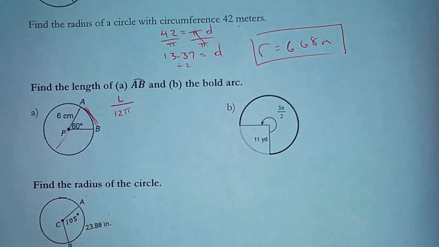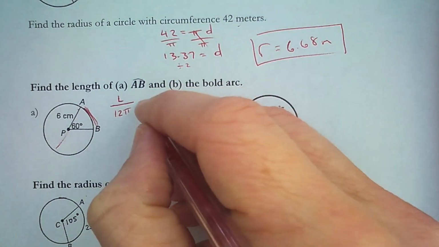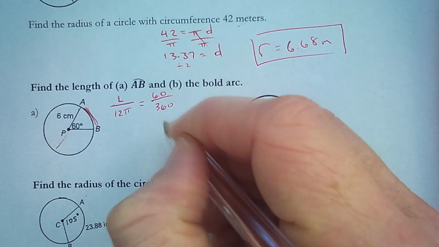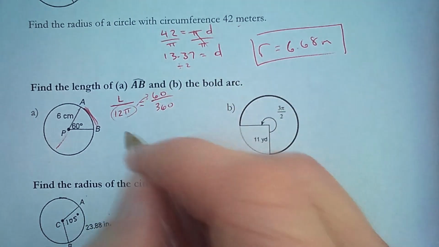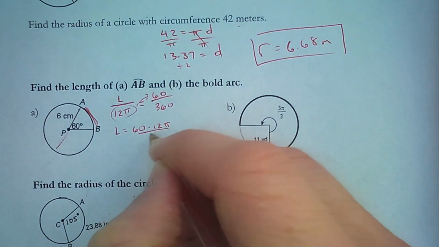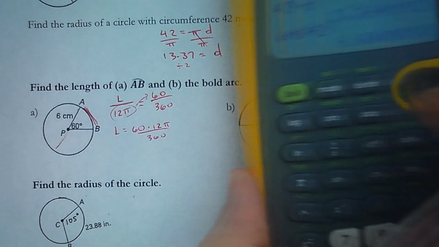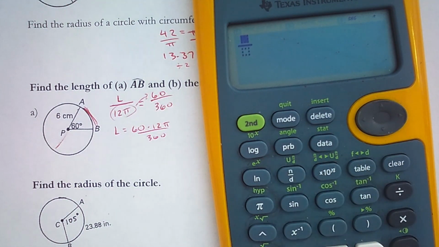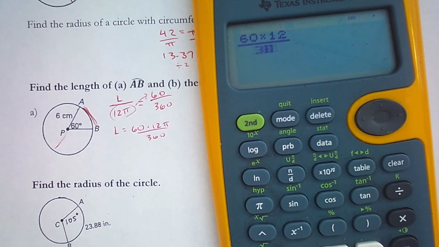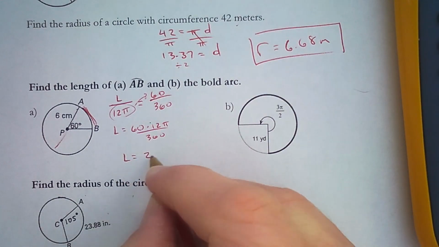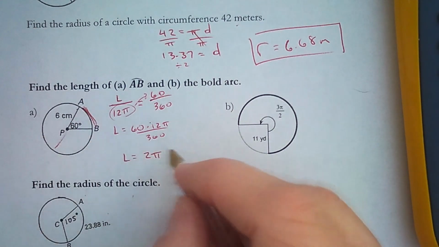So 12 pi is the circumference, equals the number of degrees out of 360. So I'll multiply this across. So I get the length is 60 times 12 pi over 360. Now in my calculator, I will put everything but the pi in a fraction. So I have 60 times 12 over 360, and that is 2. So the length of the arc is 2 pi centimeters.